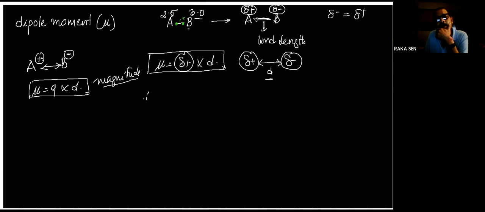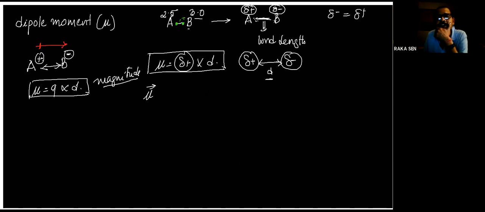But dipole moment is also a vector. Vector means it has both direction as well as magnitude. So I found out the magnitude. What about the direction? The direction is taken like this. It goes from the positive center towards the negative center. This is the direction of the dipole moment.